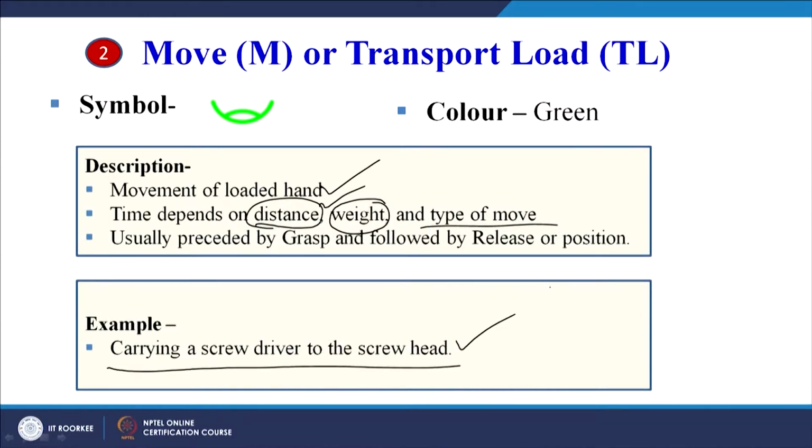For example, carrying a screwdriver to the screw head. So maybe carrying this pointer to this dashboard, or to this screen. This is the transport loaded operation. Suppose both my hands are empty: transport empty, grasp, transport loaded, do the operation, transport loaded only, and release. So this is maybe a simple sequence of micro motions. Carrying a screwdriver to the screw head is a transport loaded example.